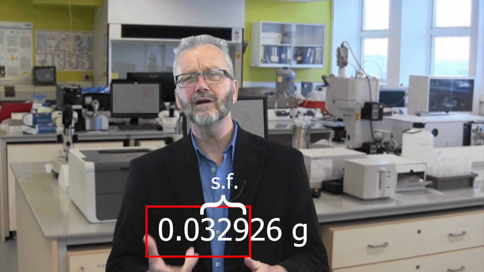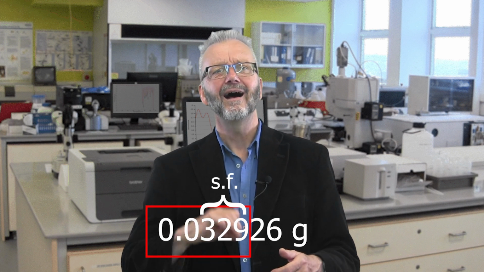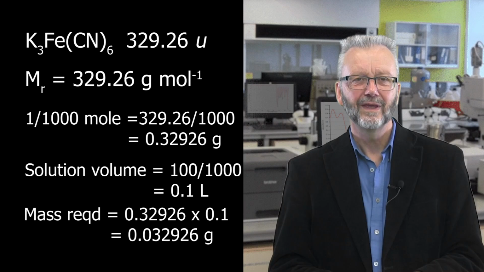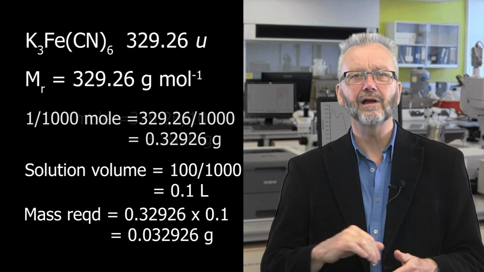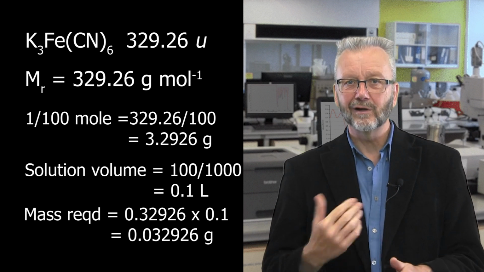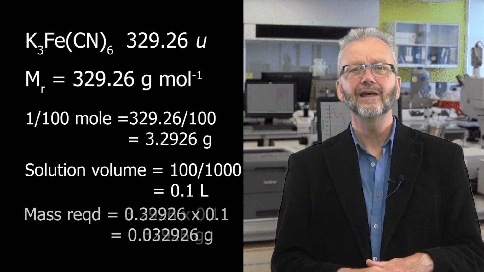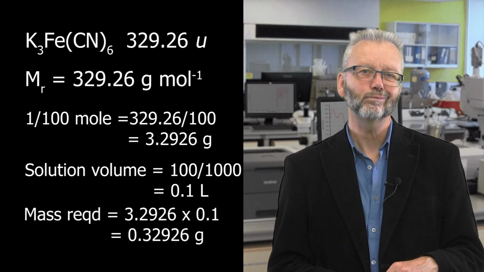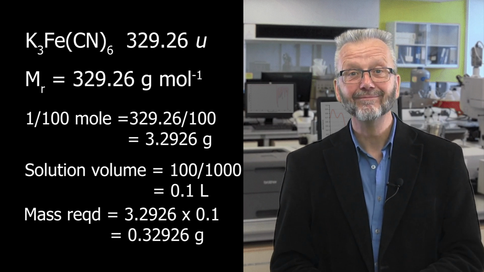To do this, I'm going to make up a solution that is 10 times more concentrated than I need, and then dilute some of it to the required concentration. So let's amend our calculations. My target concentration is now 1/100th of a mole per litre, so we work out the mass of 1/100th of a mole. The last step is to allow for the volume of the solution as before. Now we know the mass required, we can go to the lab.